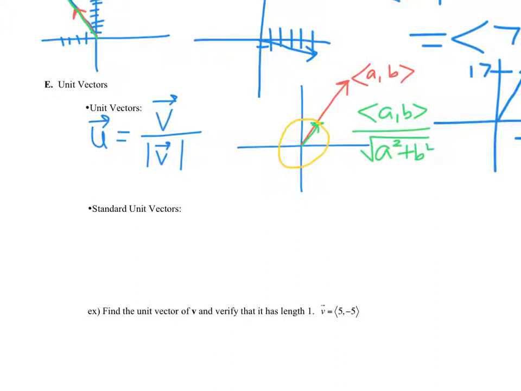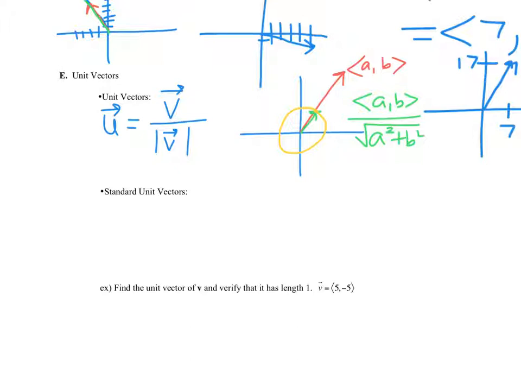All right, we have a couple of standard unit vectors, 2 of them. Do I need to slow down? So you can catch up? No? You're good? Cool. We're doing okay on time, too.